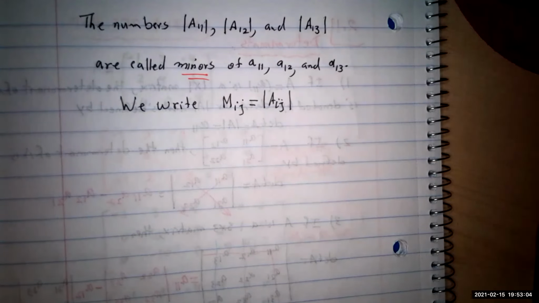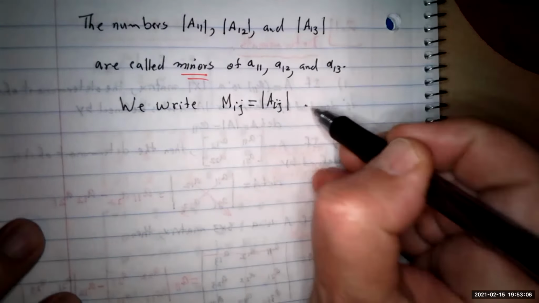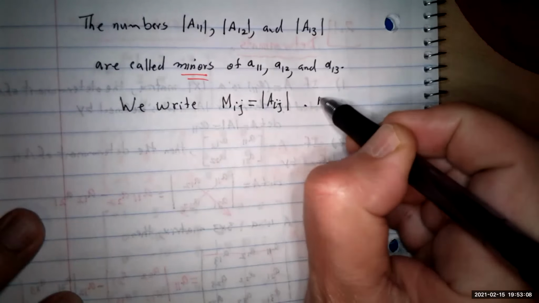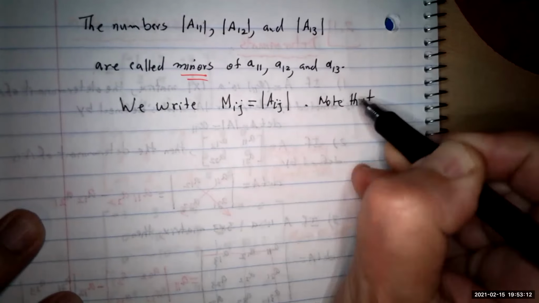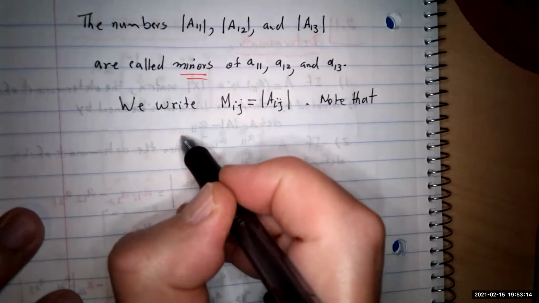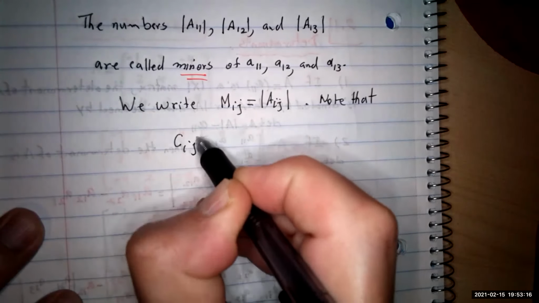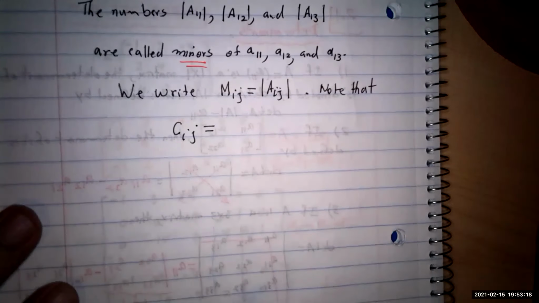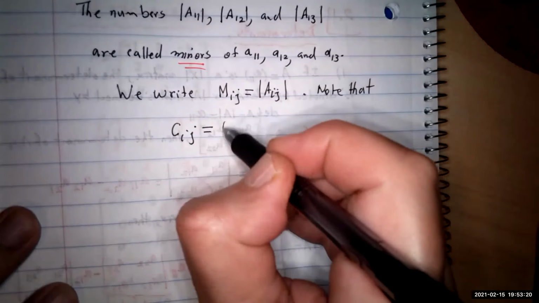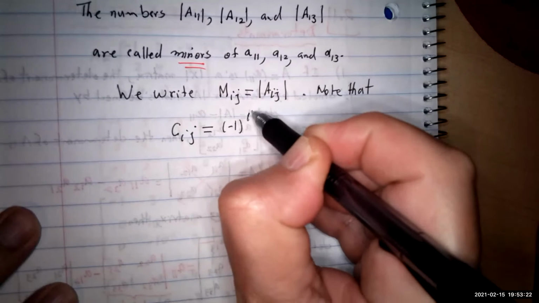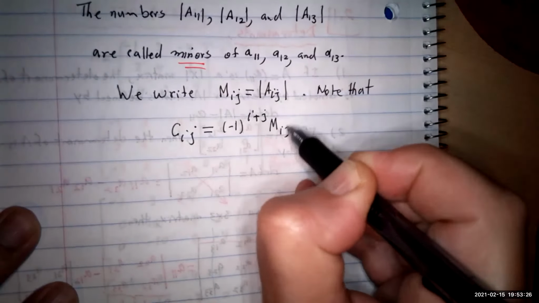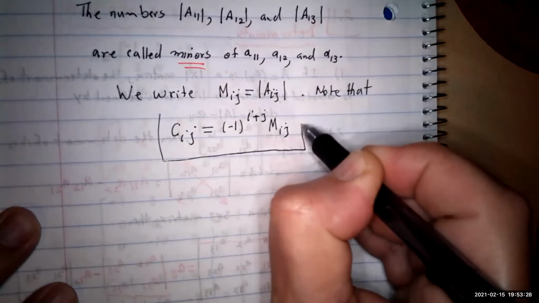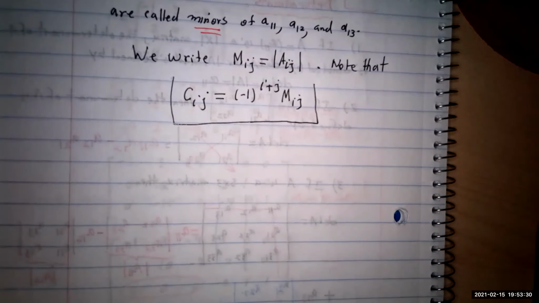So in fact, if you like, note that, you see, this is going to be the case. So we can use this notation if you like. You see the Cij, the cofactor of Aij, is going to be (-1)^(i+j) times Mij. This is a different way to write it down to get these numbers.